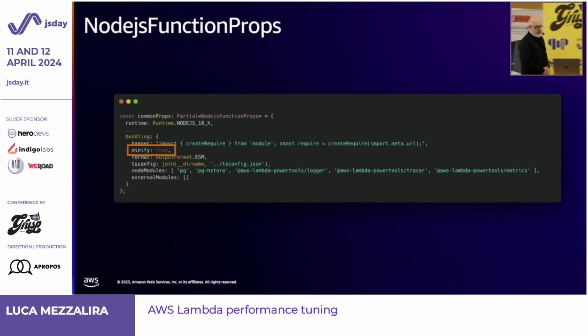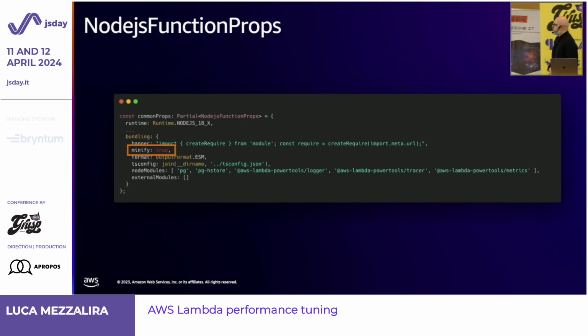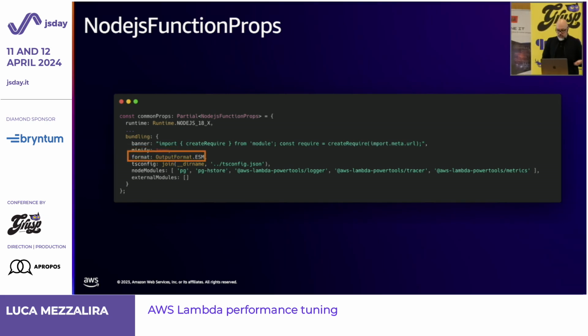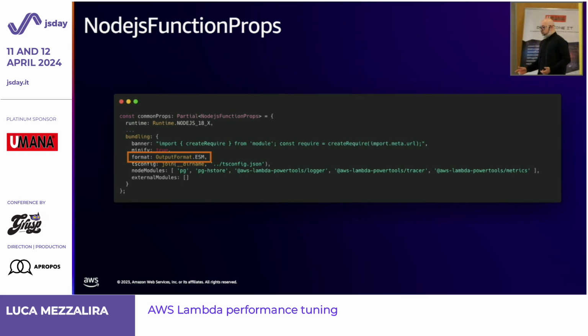So one thing that we usually recommend is to use ESBuild, which is available by default on our infrastructure as code systems, like CDK in this case. After that, you minify the code, so that should be more performant. Remember that if you want to use top level await, you need to use ESM for Lambda functions.